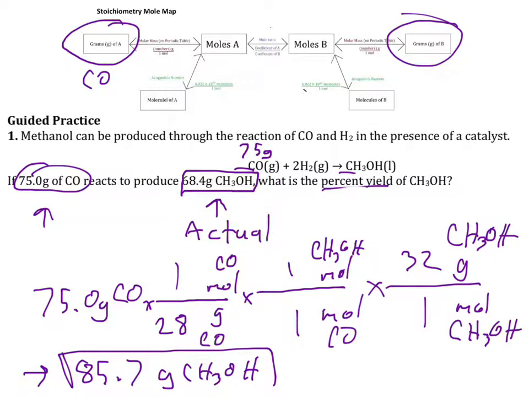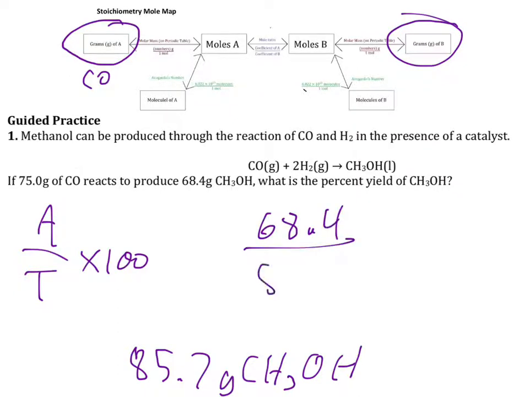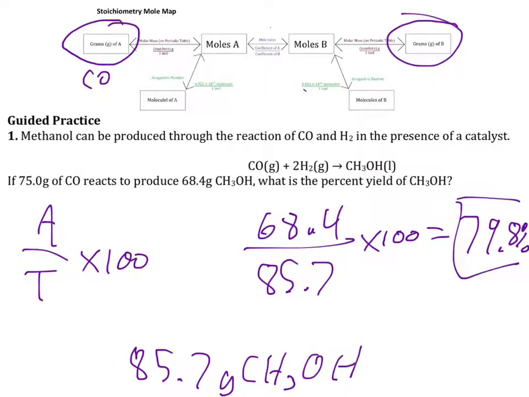And so now what we can do is take our actual yield divided by our theoretical times 100. And so we end up with the 68.4 divided by the 85.7 multiplied by 100. And that will give us our percent yield. So we just type this in our calculator. And you end up getting a 79.8% yield. And so this chemical reaction, it's got a 79.8% yield.